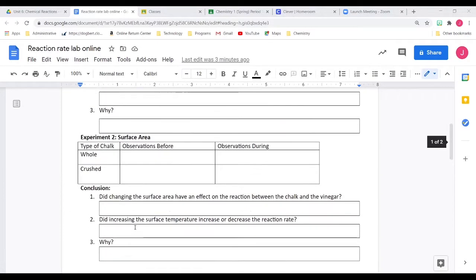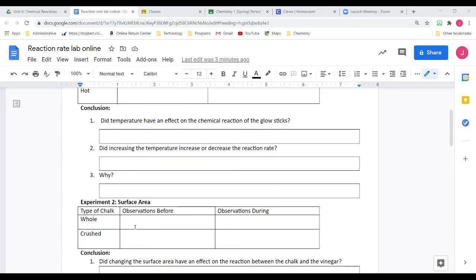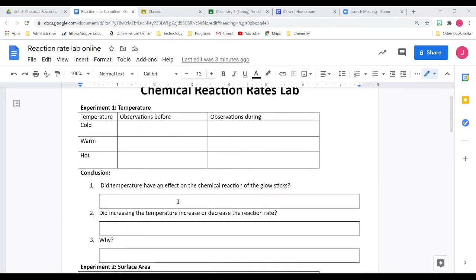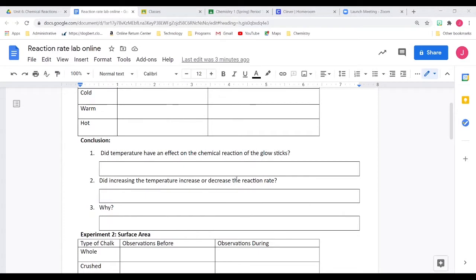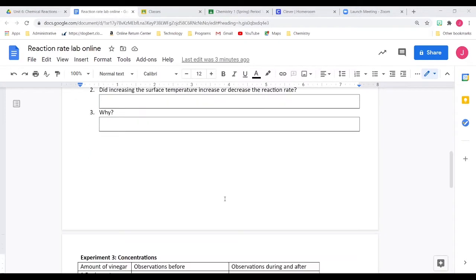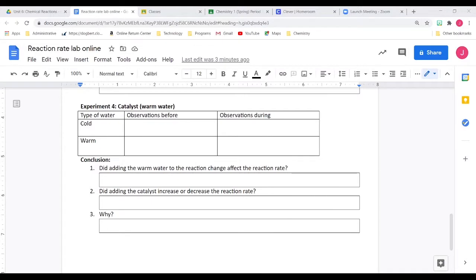For this assignment, not only will you be doing the Edpuzzle to get set, but you will also be completing this as you complete the lab. So you'll be doing observations before and during, and then answer 3 questions after the lab. There will be times when the Edpuzzle prompts you to do that. And then you have here for experiment 2 the same thing, and 3 and 4. Okay, enjoy.